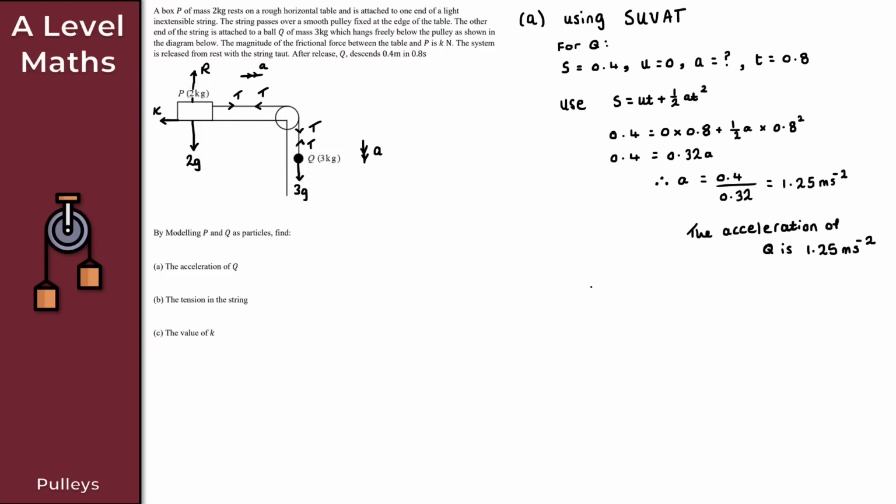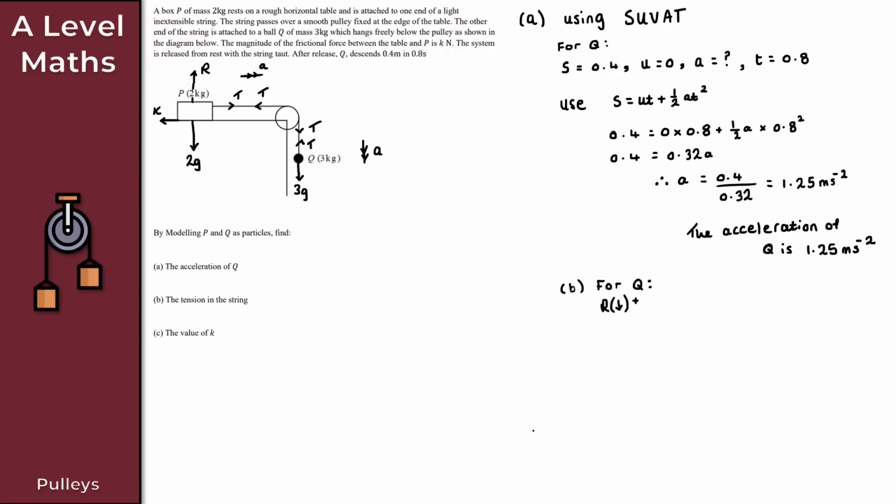So now for the second part of this question, part B, we now want to find the tension in the string. So again, we consider the particle Q. What we're going to do now is resolve vertically. I'm going to take downwards as positive, given that it's accelerating vertically downwards. And we also need to use F equals ma as well, because the system is accelerating.